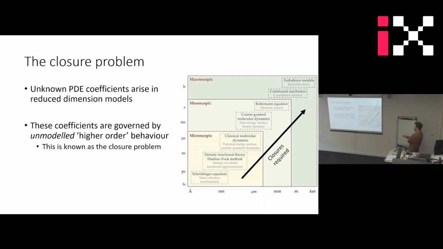There are so many examples of this, but what we want to do is ask: can we learn better closures so that our macroscopic models capture the microscopic physics better?